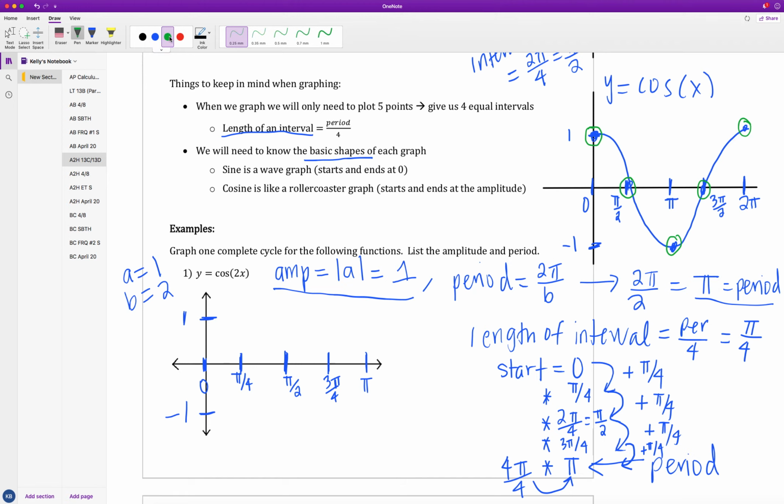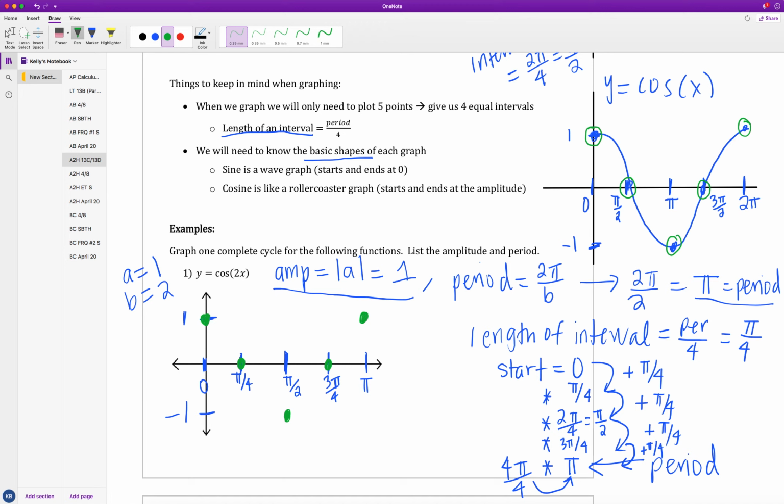From here, I actually have enough to create the full graph. I know that cosine starts up at the amplitude, so that means it's going to start up here at 0, 1. It goes down to pi over 4, 0. It goes then to pi over 2, -1, back up to 3 pi over 4, 0, and lastly finishing off at the amplitude, which would be pi, 1.